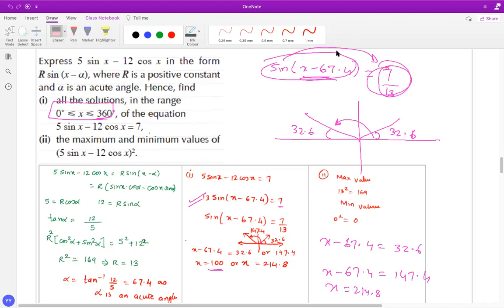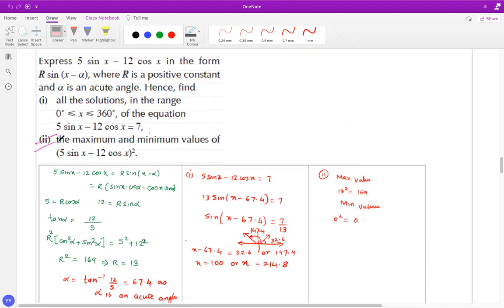Now, the next part is to find the maximum value of this. Remember, for finding the maximum value, you can't directly use sine and cos. You can't say sine maximum is 1, cos maximum is 1, hence the maximum will be (5 minus 12) the whole squared. No. For this, we use the back formula, which is 13 sine (x minus 67.4), squared. So it'll be 13 squared sine squared (x minus 67.4).